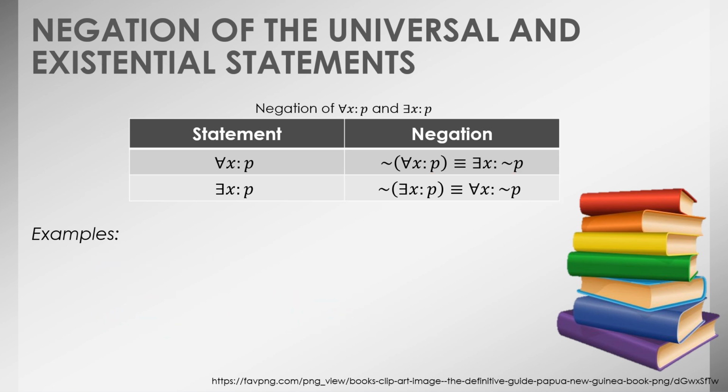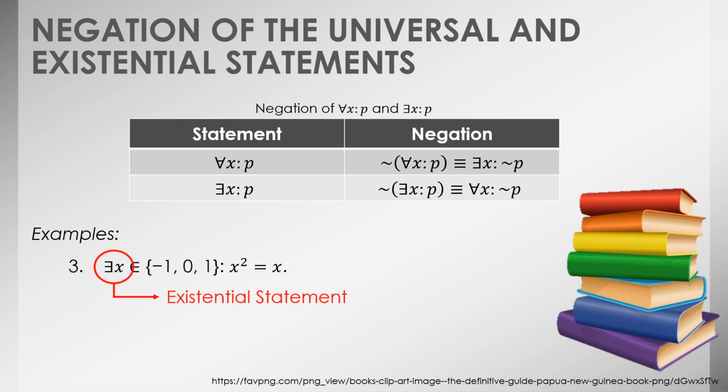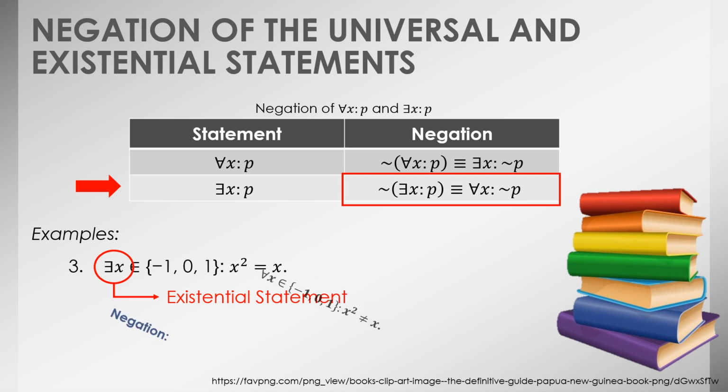Now, the third one is this. This is again an existential statement. Just like number 2, we are on the second case, and we will be following the same formula. Hence, we have constructed this negation.